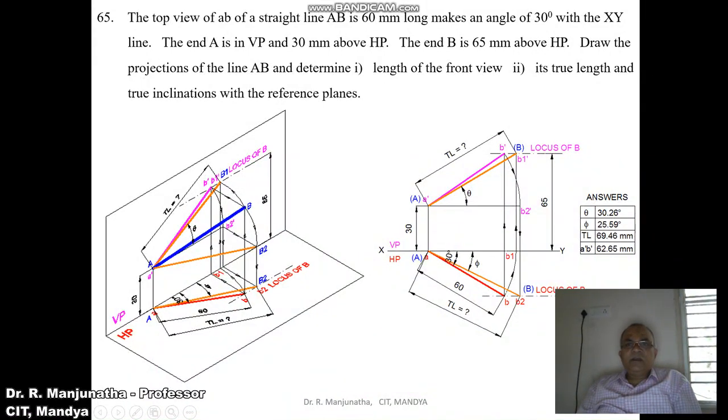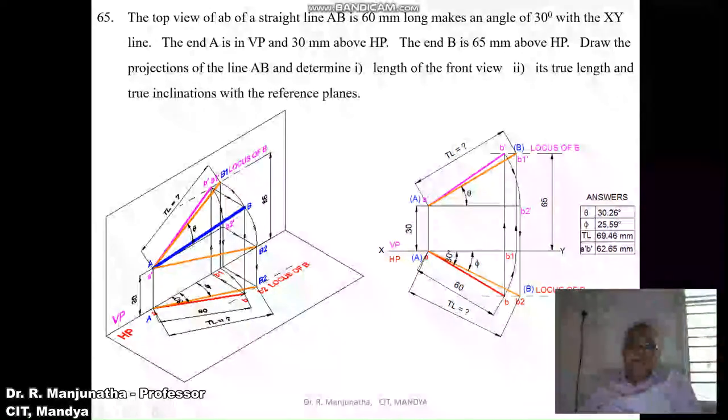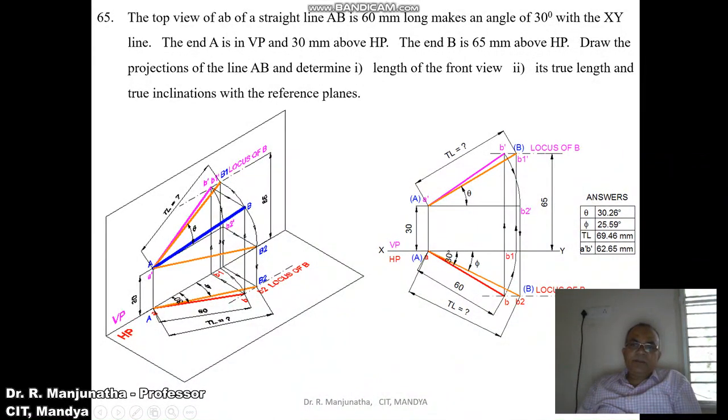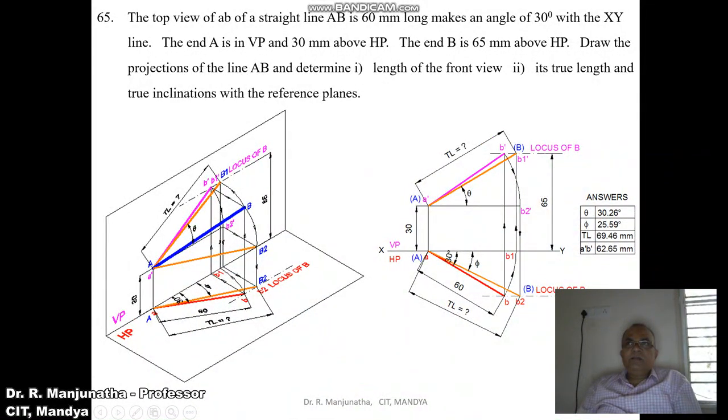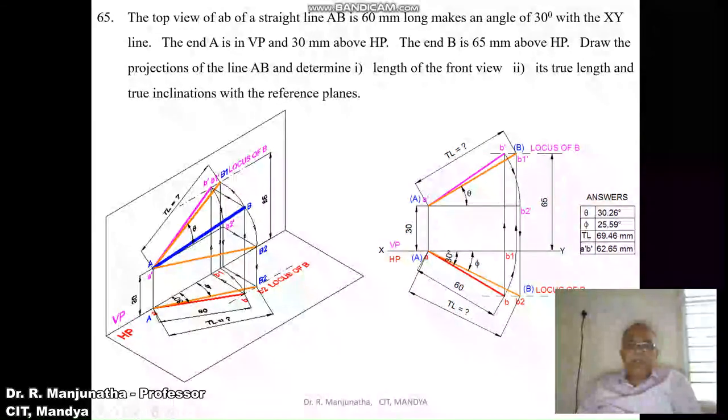And also he is asking for the length of the front view, and you mark this as A dash B dash. Then by using the scale, you measure the distance from A dash to B dash, which will be 63 mm when you are doing it manually. When you are doing it in computer, it will be 62.65. So this is how we will be able to solve the problem in the sketchbook.